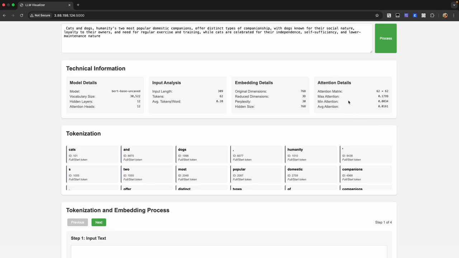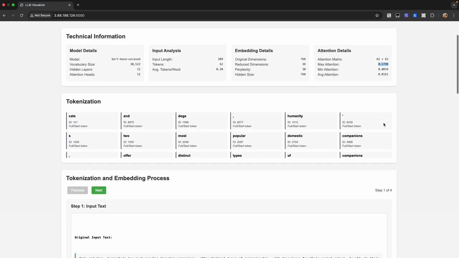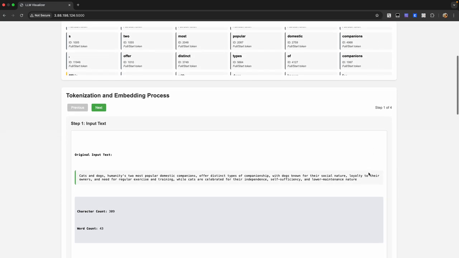And this is the attention matrix detail. It is created based on the number of tokens generated. Here tokens generated is 62, so the attention matrix is 62 cross 62, and the max attention that we have seen is 0.1799, and the minimum attention is this. Now let me walk you through the tokenization process.